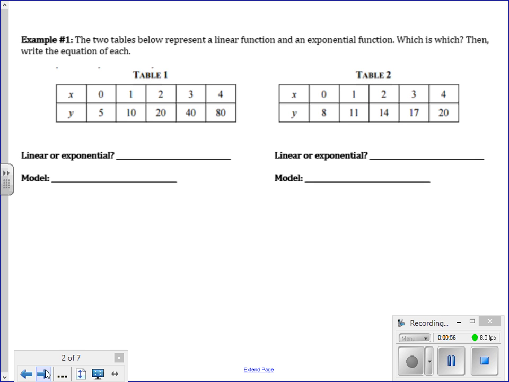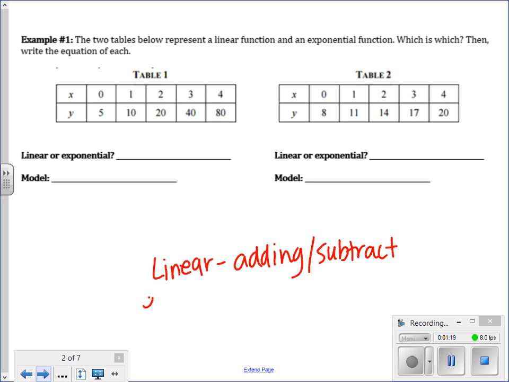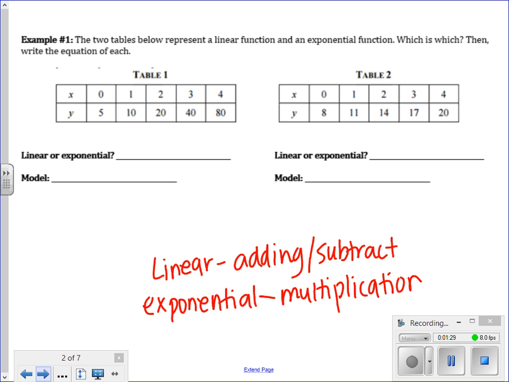The two tables below in example 1 represent a linear function and an exponential function. Which is which? We're going to figure that out, and then we're going to write the equation of each. Now, in order to figure out if something's linear or exponential, we need to remember that linear has to do with adding and subtracting, and exponential functions have to do with multiplication. So I need to decide which table is dealing with adding and subtracting and which table is dealing with multiplication.